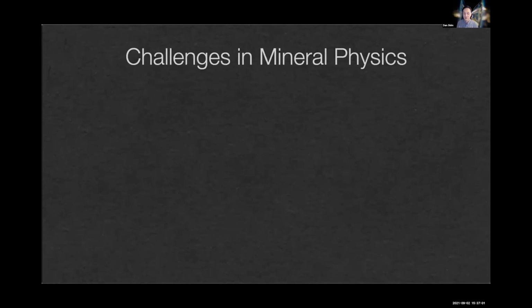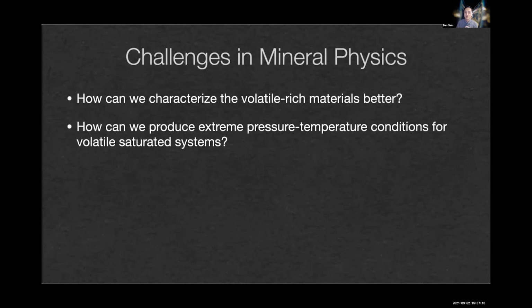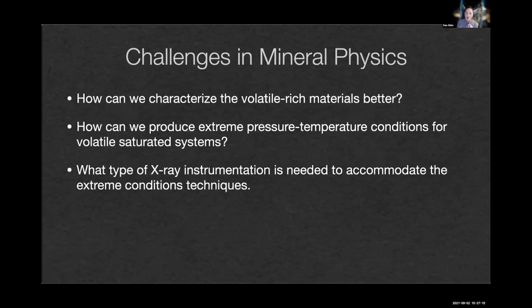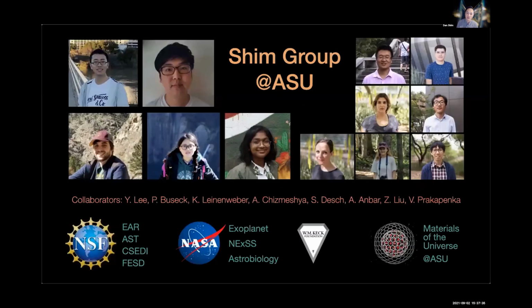Challenges in mineral physics. I'm going to focus on volatile rock-metal reactions. How can we characterize volatile-rich materials better? This is a very difficult question to me. How can we produce extreme pressure-temperature conditions for a volatile-saturated system? What type of X-ray instrumentation is needed to accommodate the extreme conditions technique? And finally, how can we ensure phase equilibria under extreme conditions for volatile-rich systems? Because so far, what I've shown today relies on very fast heating. So this is a very challenging question to me.